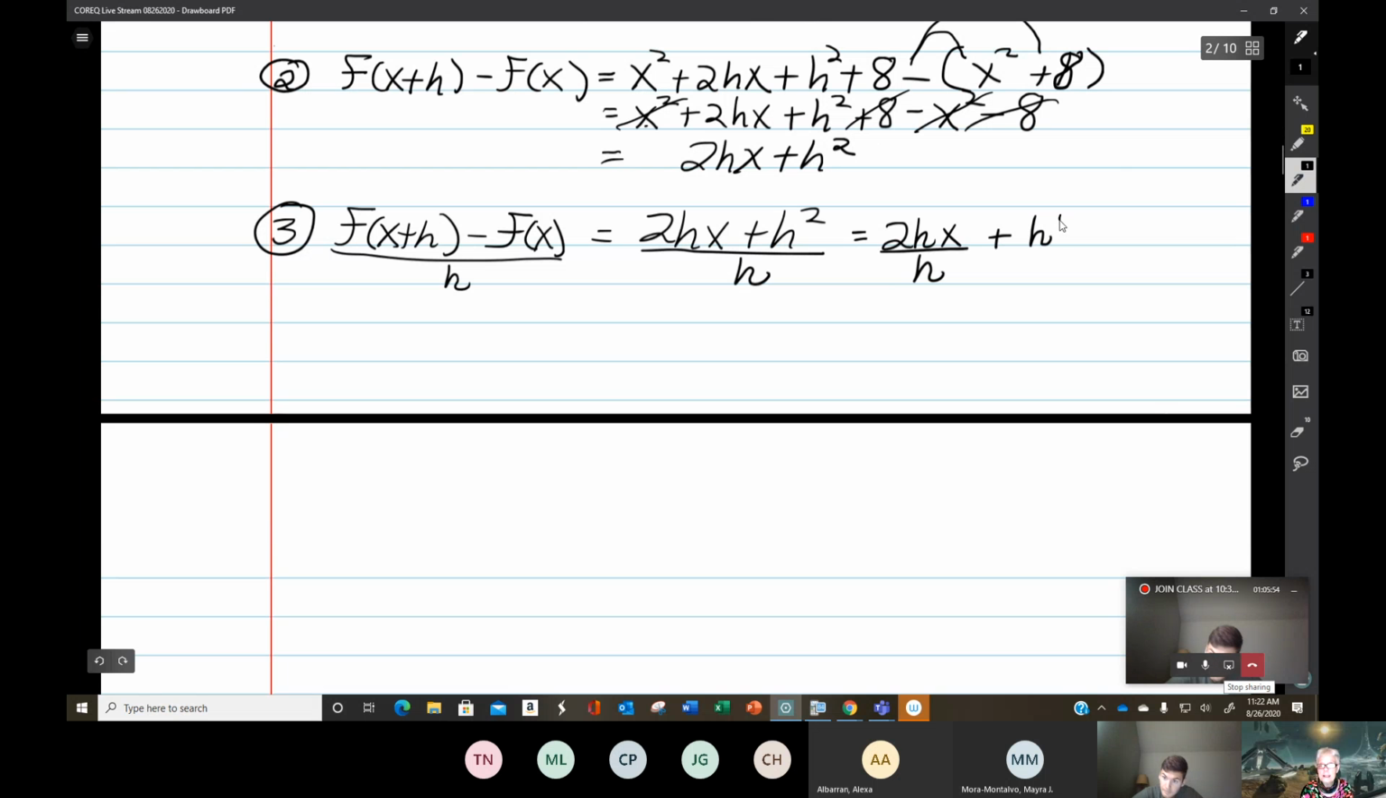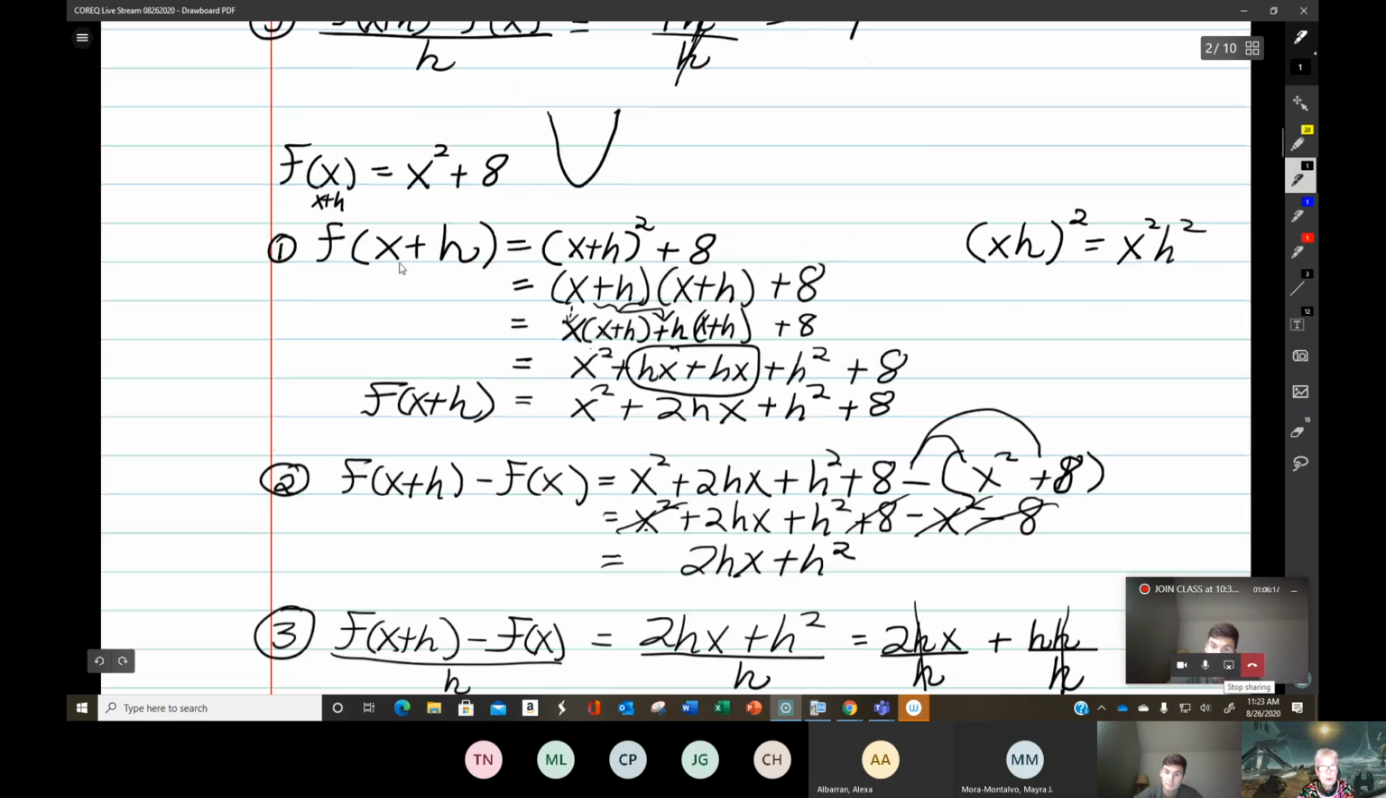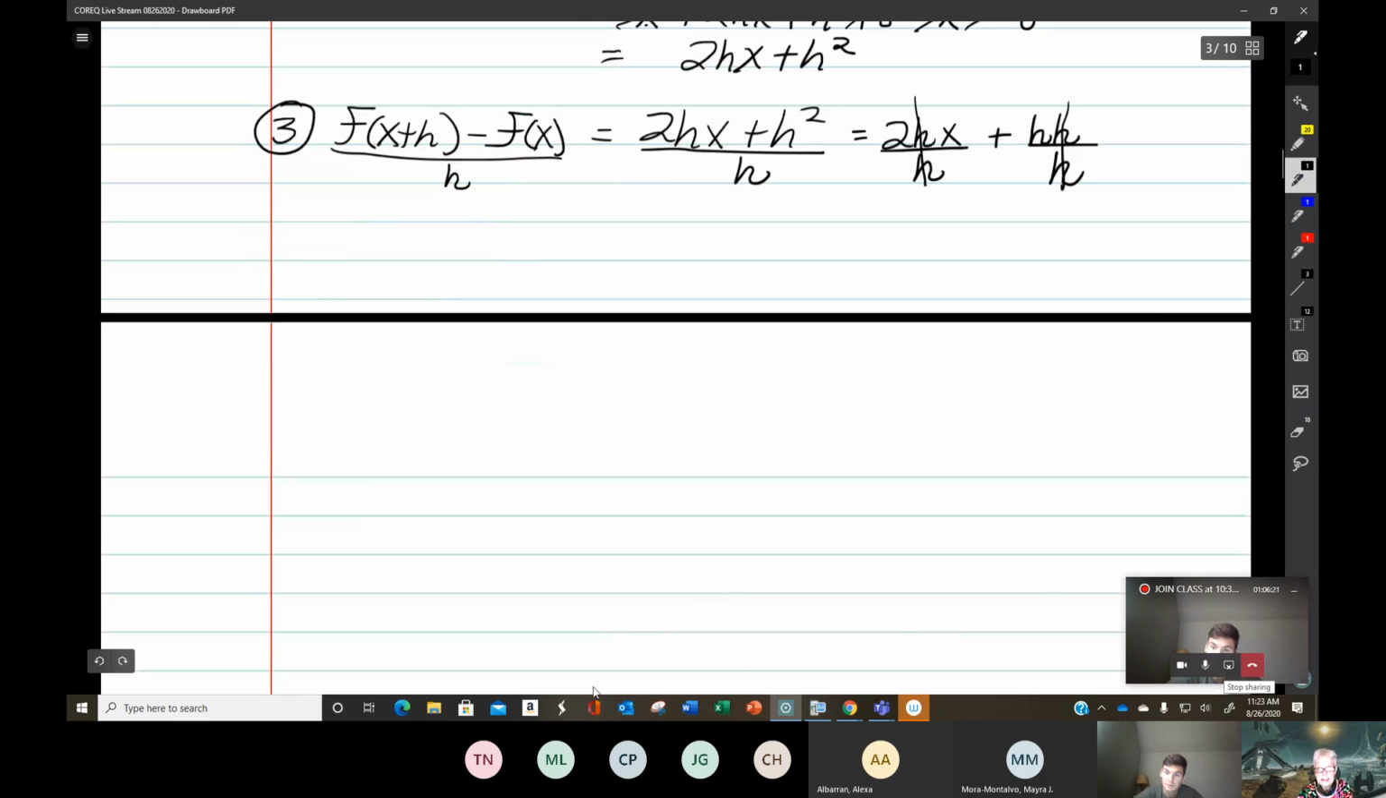H squared can also be written as h times h. I'm going to do that because you can see I'll be canceling. Here the h's cancel, and here one of the h's cancels. So our final answer, the difference quotient for, we need a drum roll, the difference quotient for x squared plus 8 is 2x plus h. Ta-da! 2x plus h.